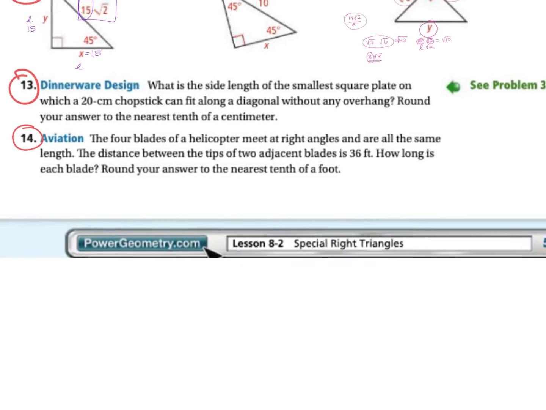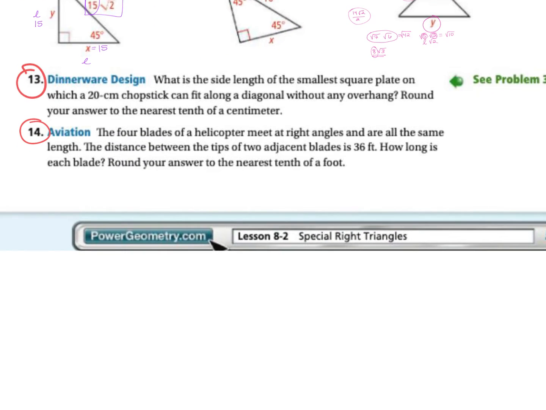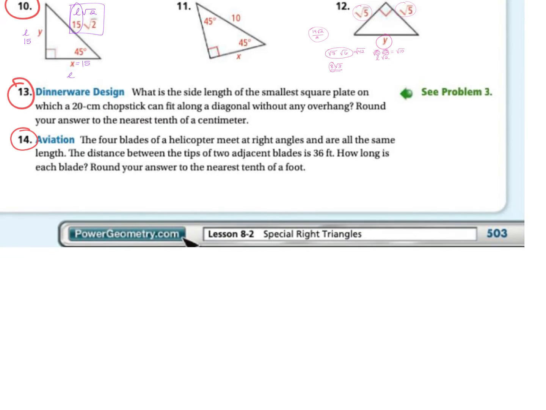Number 13. It says you have the side length of the smallest square plate on which a 20 centimeter chopstick can fit along the diagonal. Okay, so a square plate.